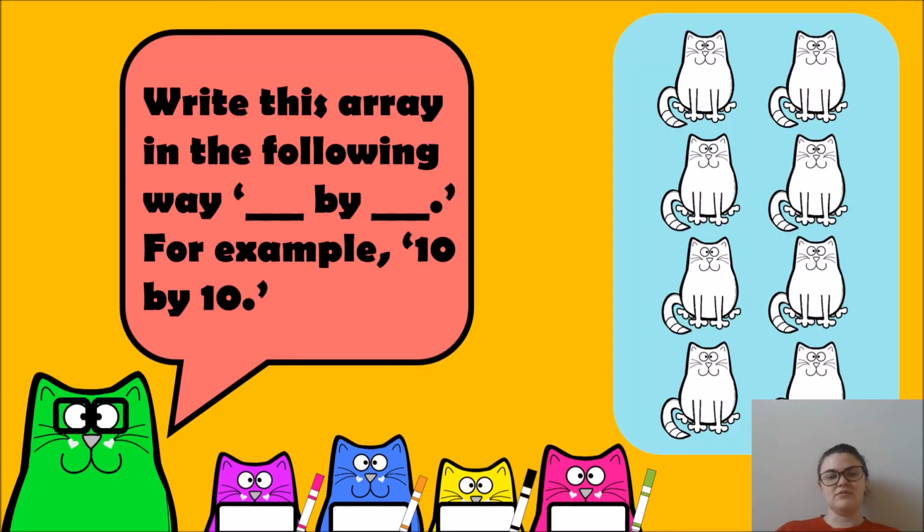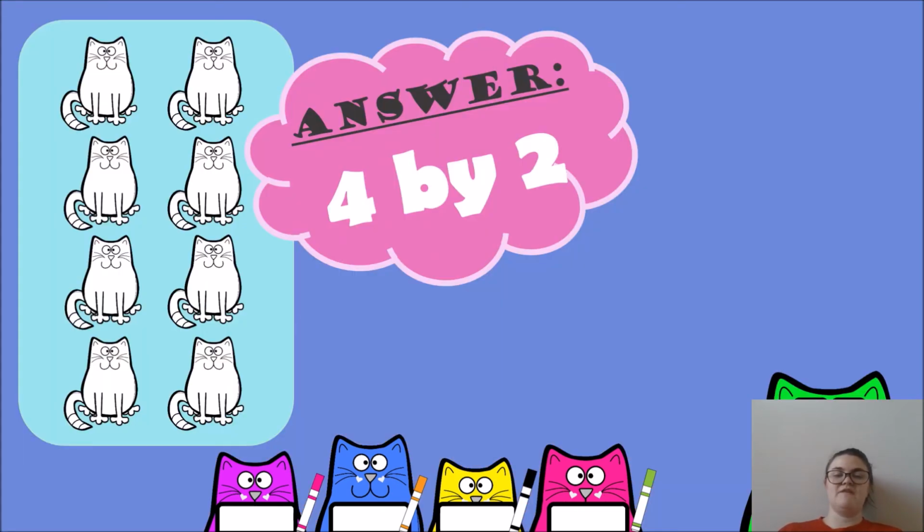Write this array in the following way: blank by blank. For example, 10 by 10. All right, let's look at our rows. 1, 2, 3, 4. Let's look at our columns. 1, 2. Now you figure out that answer. Please write it down on your paper as blank by blank. The answer is 4 by 2, or 2 by 4.